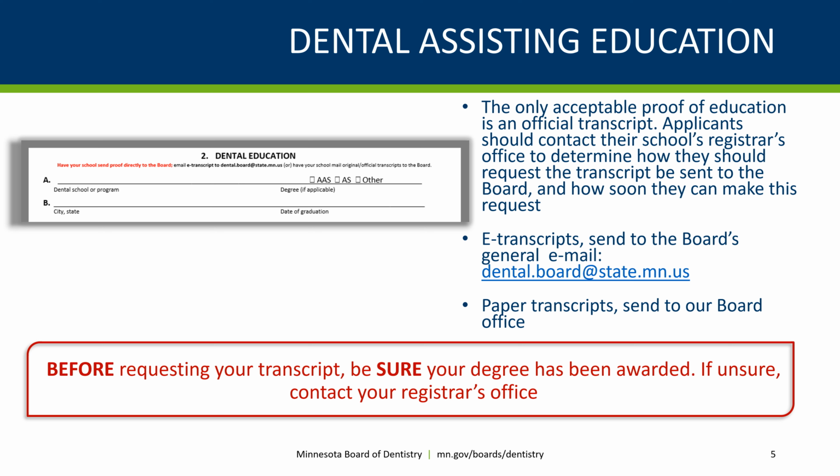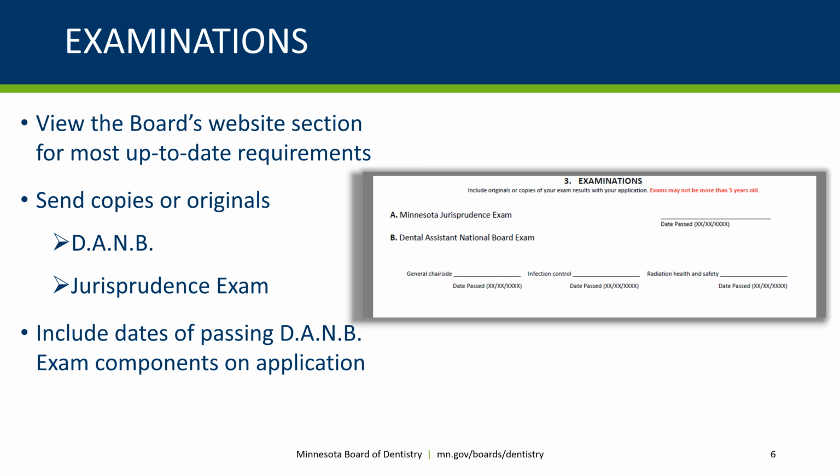You will find that address on the top of your application packet. It is extremely important that before requesting your transcript, you are sure your degree has been awarded. If unsure, contact your registrar's office before requesting your transcript. The next section of your application is examinations. The applications will always reflect the most current exams for licensure, and they can also be viewed on the board's website under the tab of the license you are seeking.